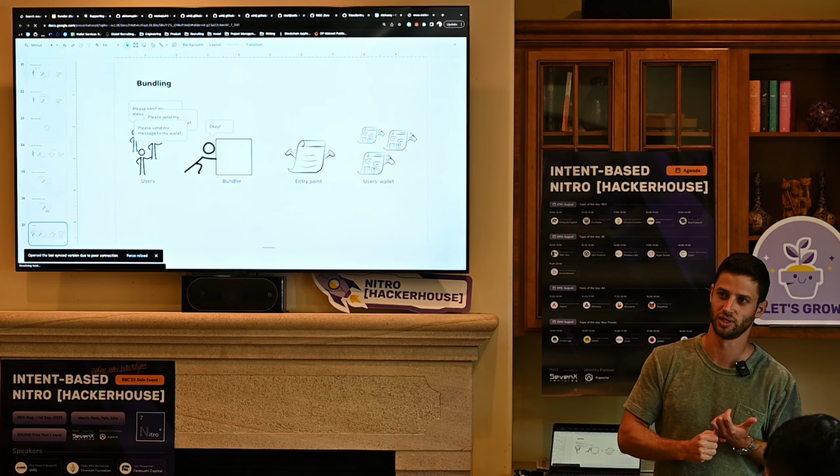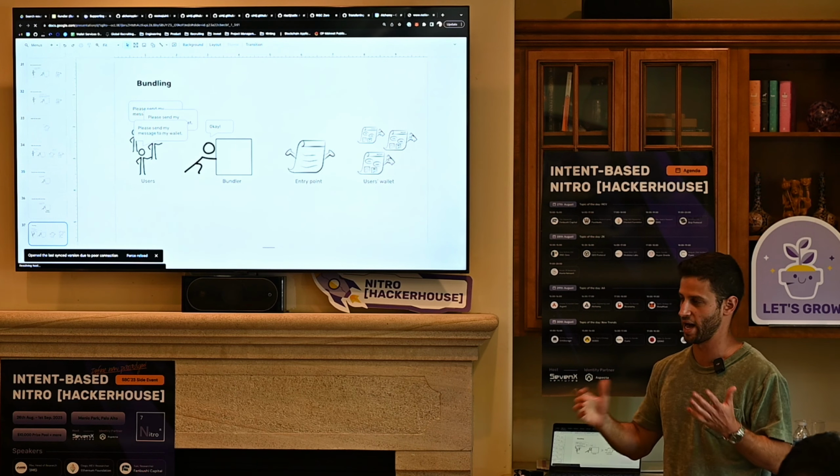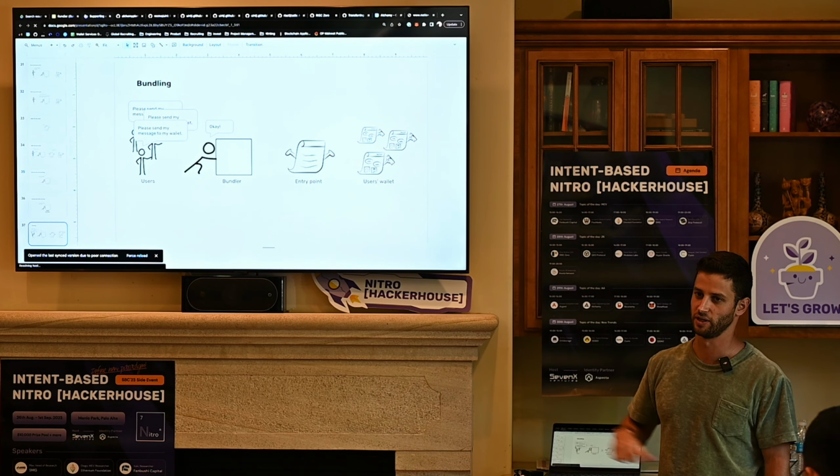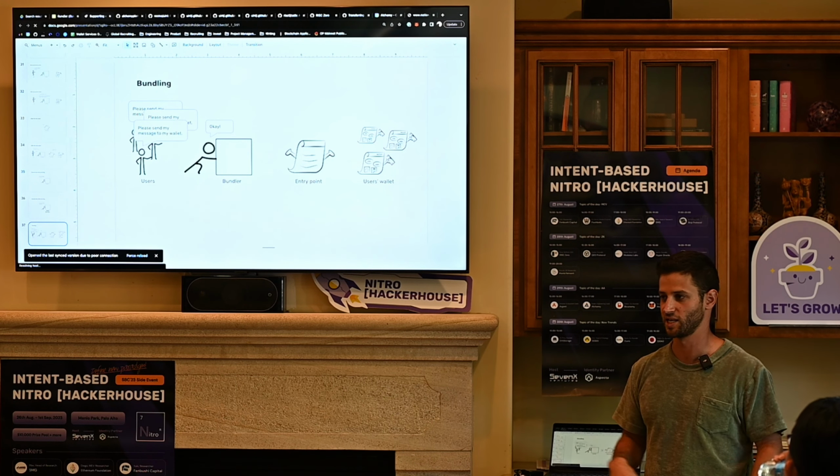It doesn't address a core issue of UX and blockchains, which is gas. So in this model, someone, namely the user's wallet, still has to pay for gas on every transaction. What if they don't have gas? How do they get started?